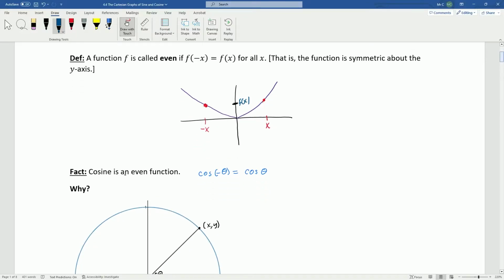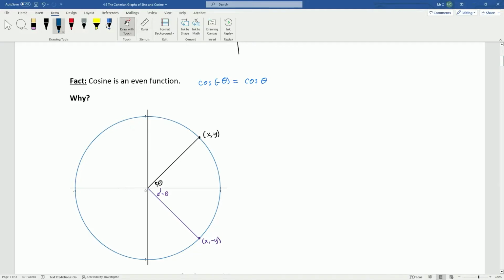So fact: cosine is an even function, meaning that cosine of negative theta equals cosine of theta. And we can see that on the unit circle. If we draw theta and we draw negative theta, the x coordinate is the same for both of those angles. So cosine of both of those angles is the same.